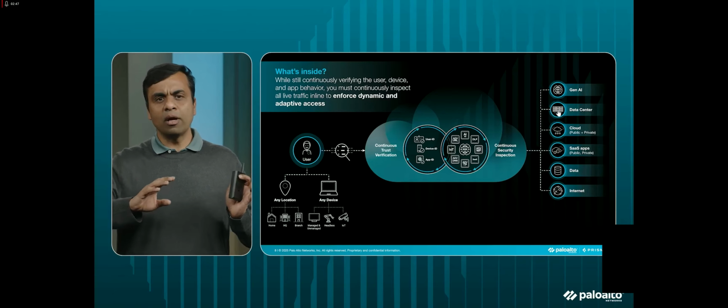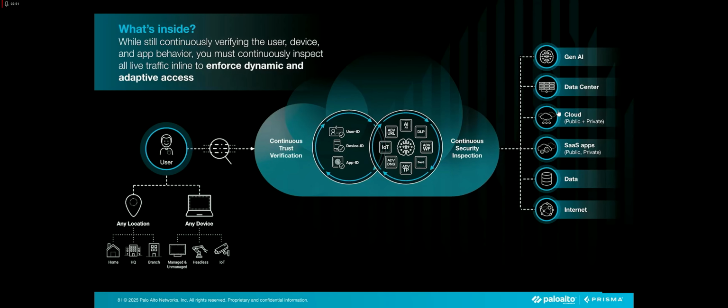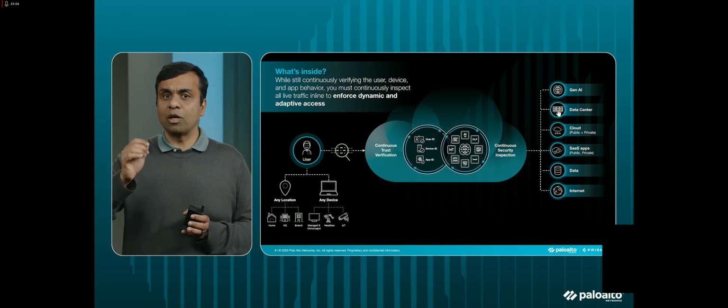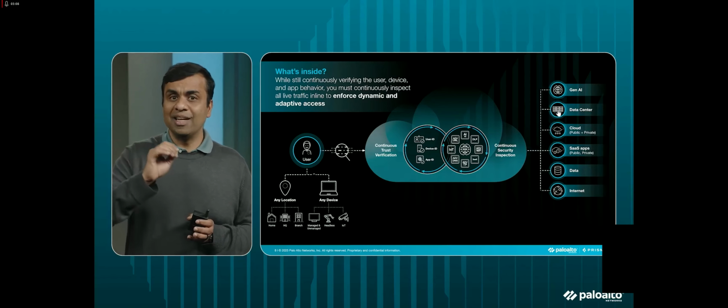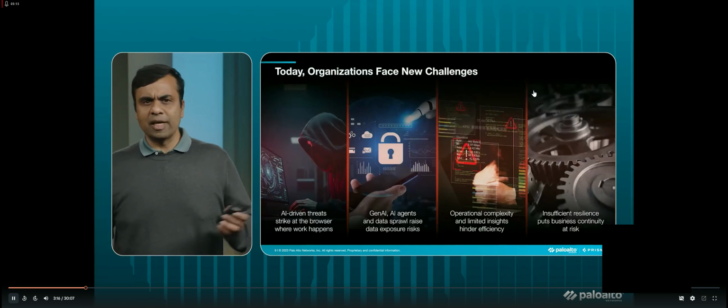Finally, in addition to continuously verifying the transaction, as you can see on the right side, we continuously inspect all live traffic inline throughout the entirety of the session, so that we can ensure dynamic and adaptive access. And if we determine that this is an allowed connection that should be established, we secure all the traffic while monitoring for changes in the user, device, and app continuously. So this is how we did SASE.